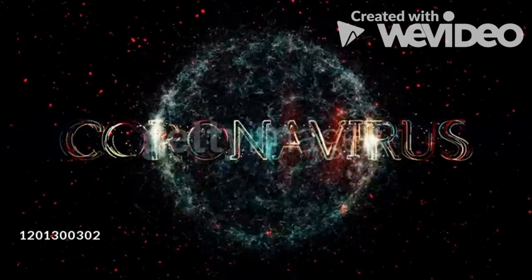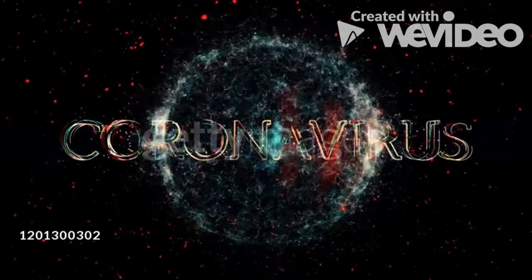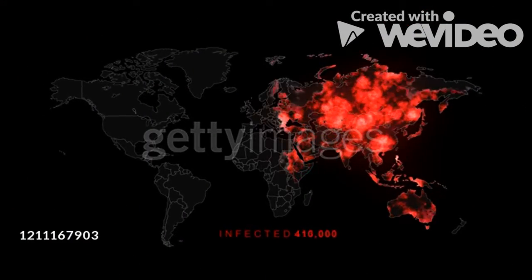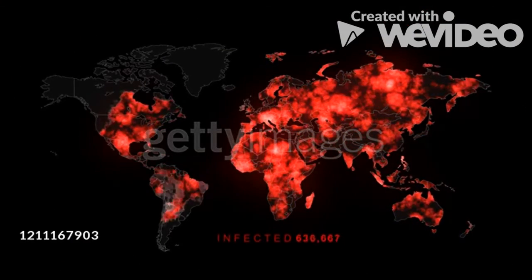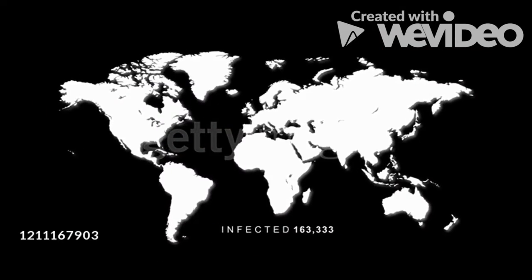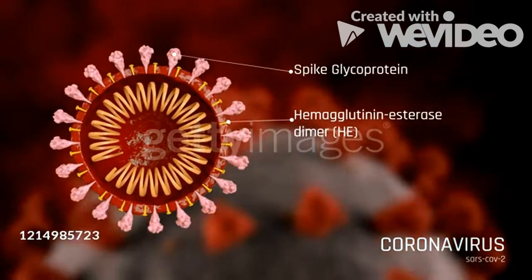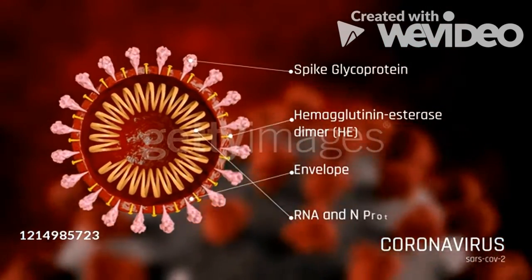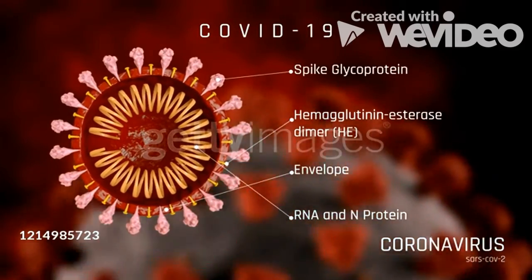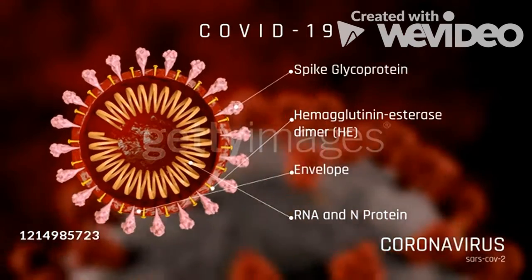SARS-CoV-2, the virus that caused COVID-19, probably originated in late 2019 in China. Quickly, the virus had spread to over 200 countries all over the world, and by mid-March was recognized as a global pandemic. Scientists were able to determine the structure of the virus and how it infects humans. It is round with an envelope, has RNA and N protein inside, and spike proteins on the outside. This is what attaches to our cell receptors to infect us.